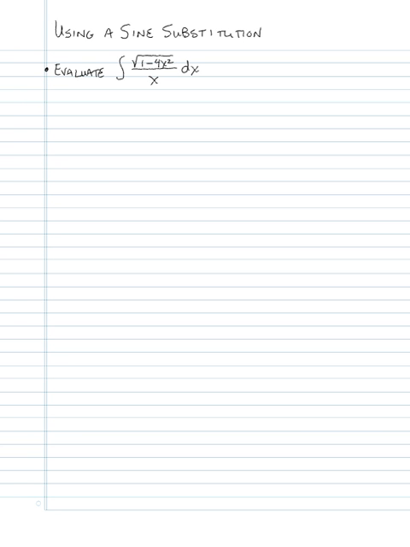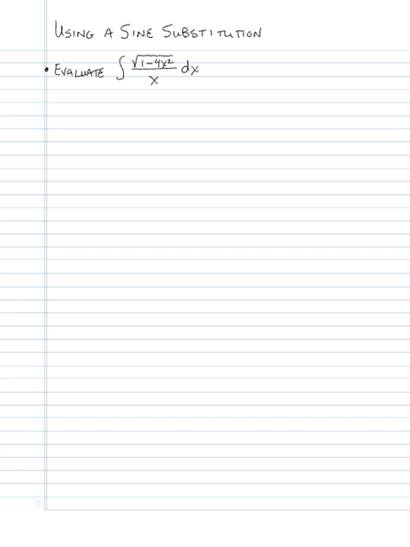You can see here we're going to use a sine substitution. That's kind of the title. We're going to evaluate the integral of the square root of 1 minus 4x squared, all divided by x, with respect to x, of course.